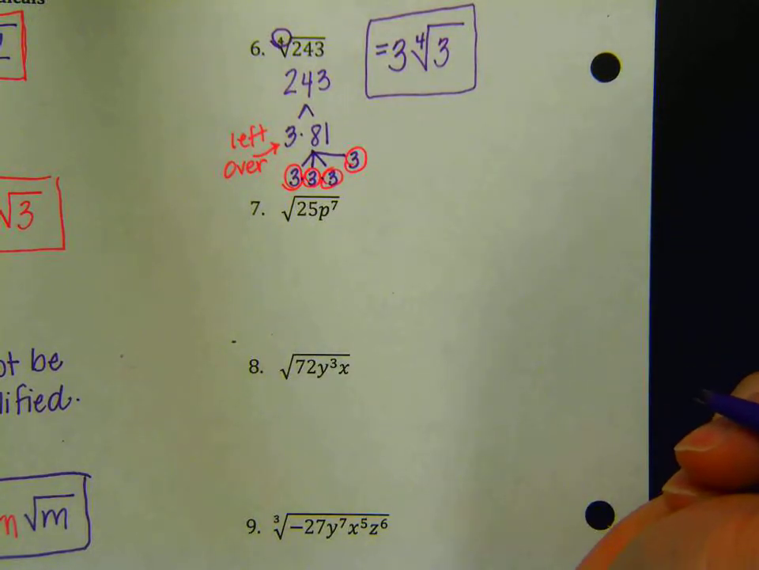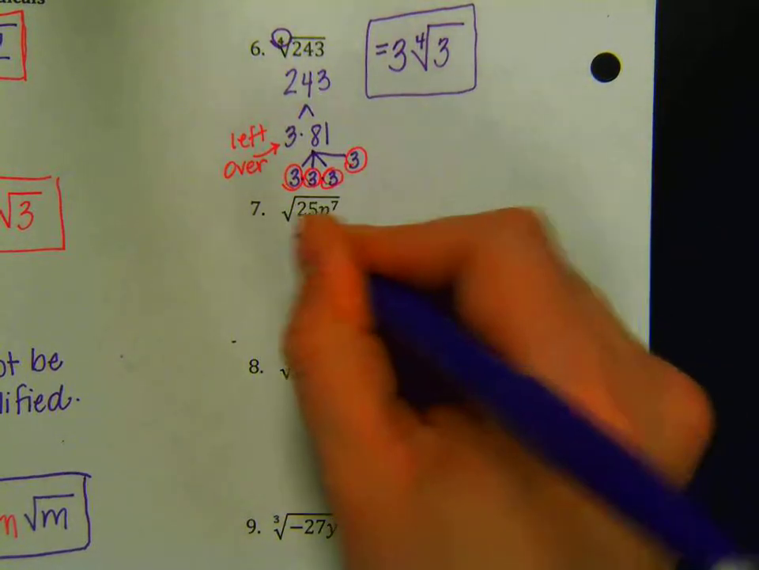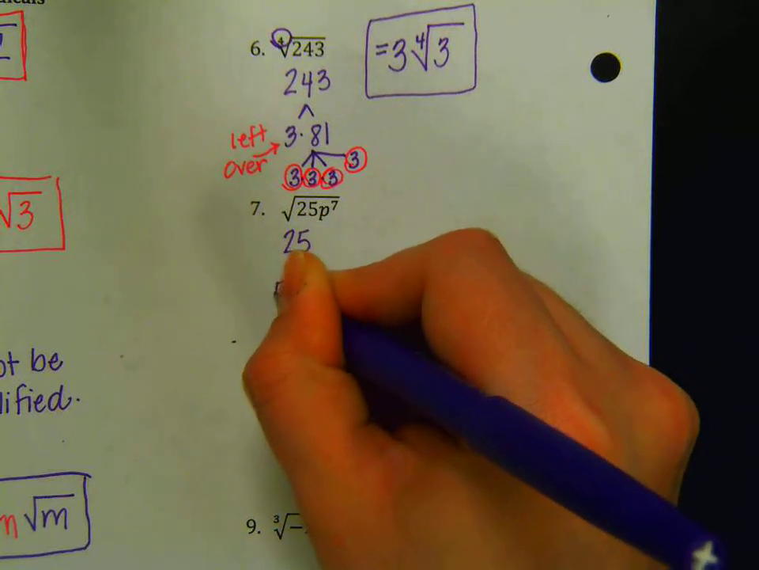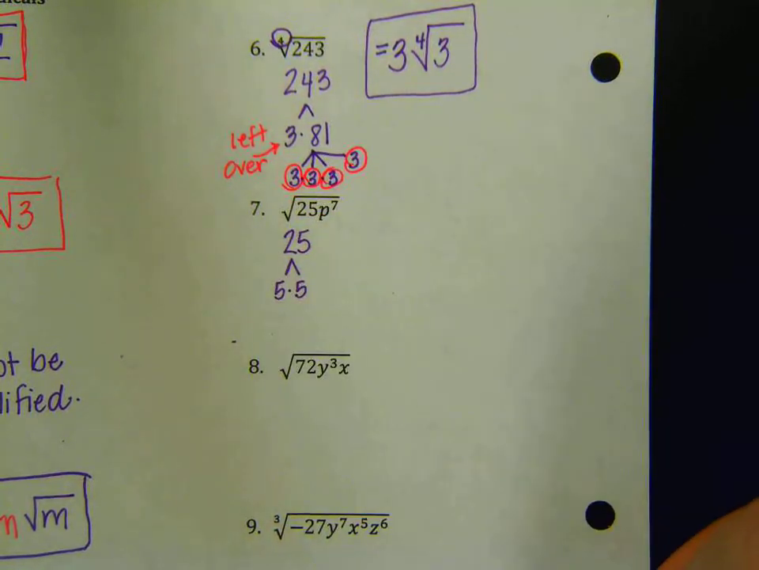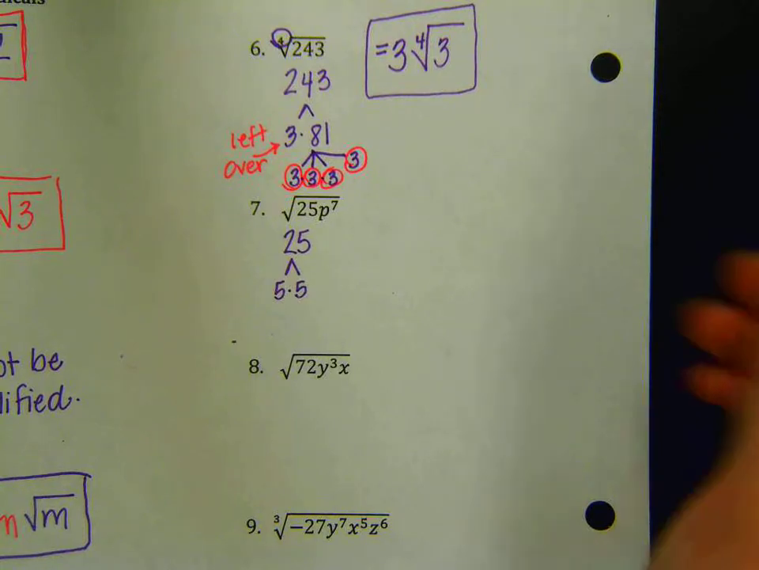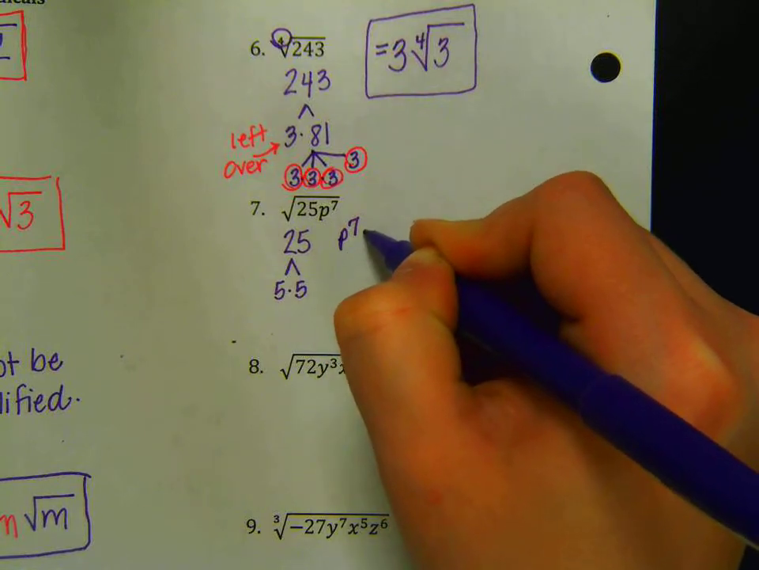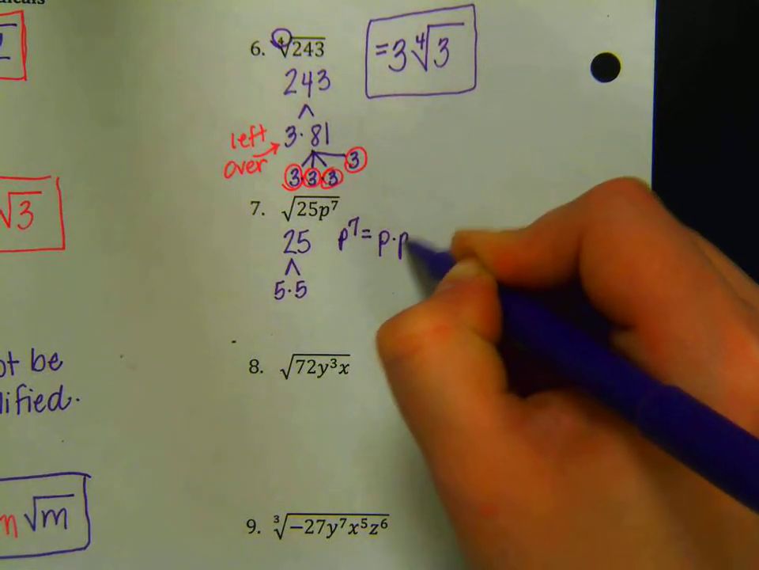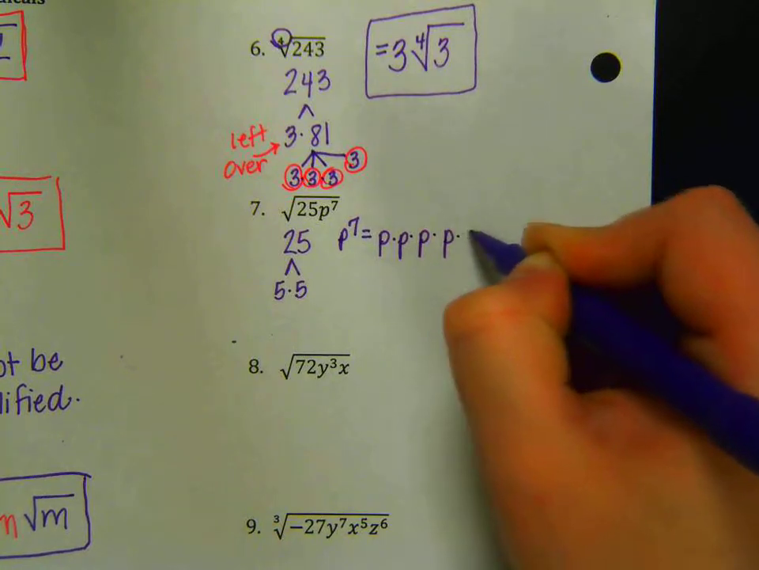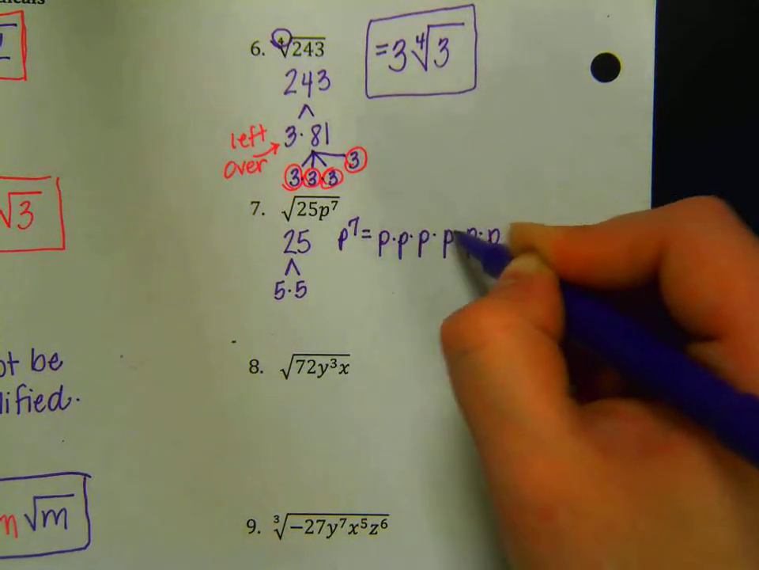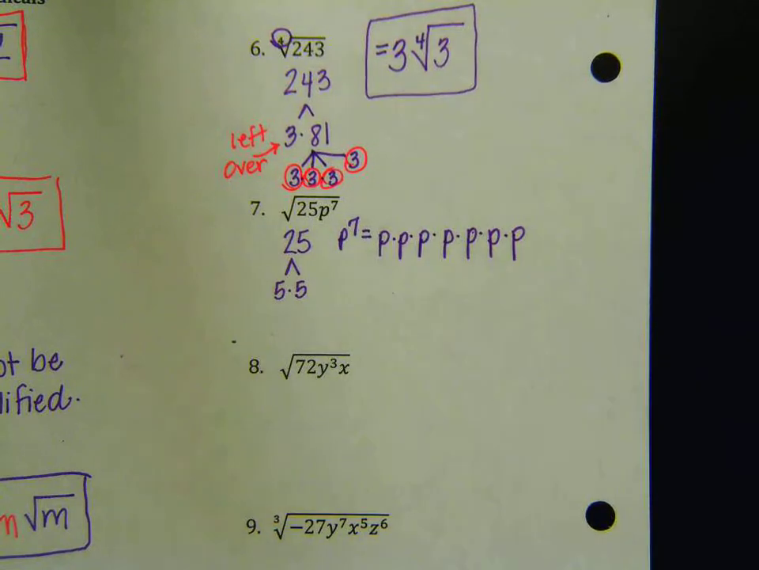Number 7, we're back to an index of 2. So that's a thing you always have to make sure of. I'm going to split 25 up into 5 and 5. Good. And let's write out p to the 7th. So p to the 7th would equal p times p times p, and so on and so forth. And I have an index of 2, so I'm looking for groups of 2. So 1, 2, 5s, so that goes on the outside.